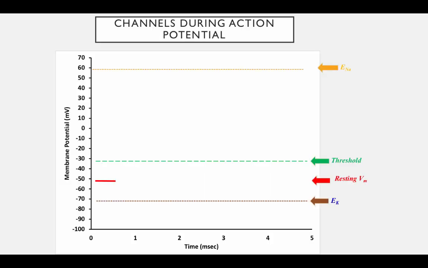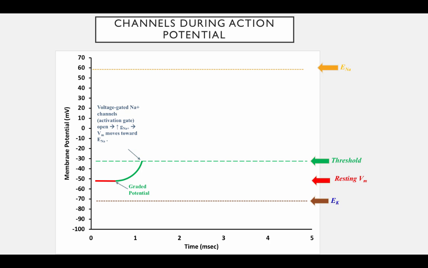Now it's time to talk about action potentials in greater depth. As you can see here, we started at a resting potential of negative 50 millivolts and a threshold at about negative 30 millivolts. The first stimulus that a cell experiences is called a graded potential. Graded potentials are changes in membrane potential that vary in size as opposed to being all or none. They also decrease over time. The magnitude of a graded potential is determined by the strength of the stimulus.